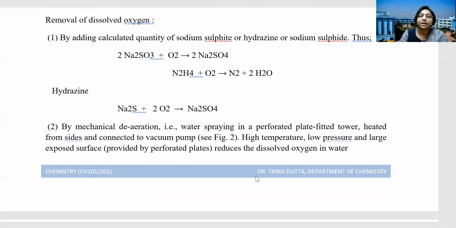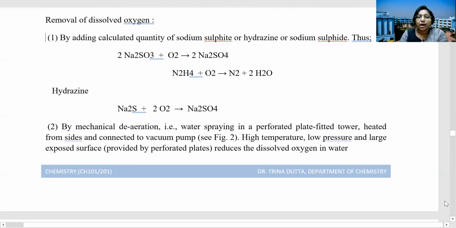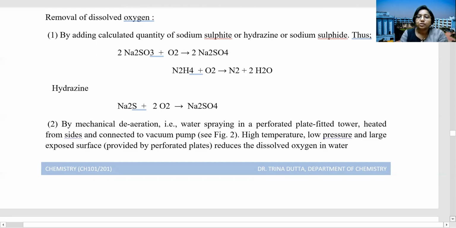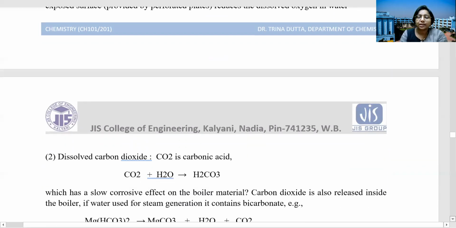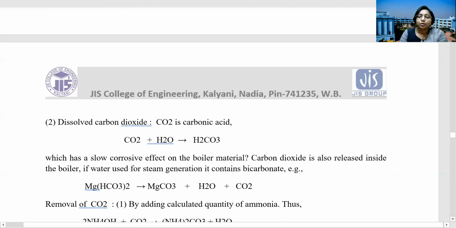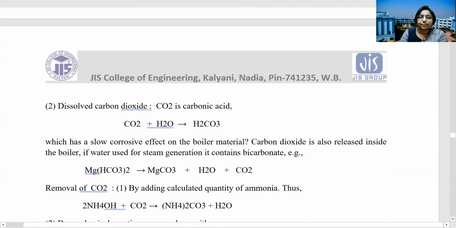And how can we remove the oxygen? We can remove it by mechanical de-aeration. It is water sprayed in a perforated plate-fitted tower, heated from the sides and connected to a vacuum pump. So high temperature, low pressure and large exposed surface reduce the dissolved oxygen in water. Before using water in the boiler, we have to do the de-aeration, that means removal of oxygen.